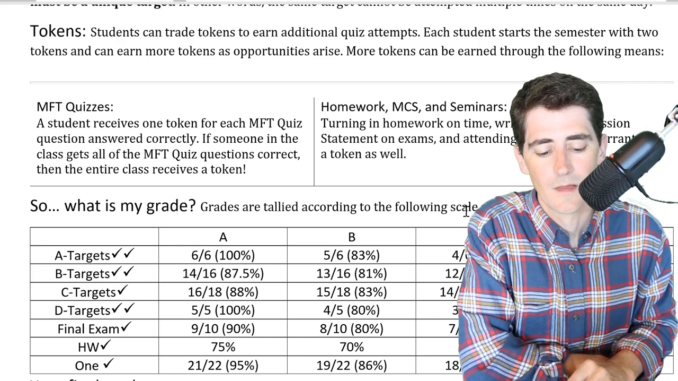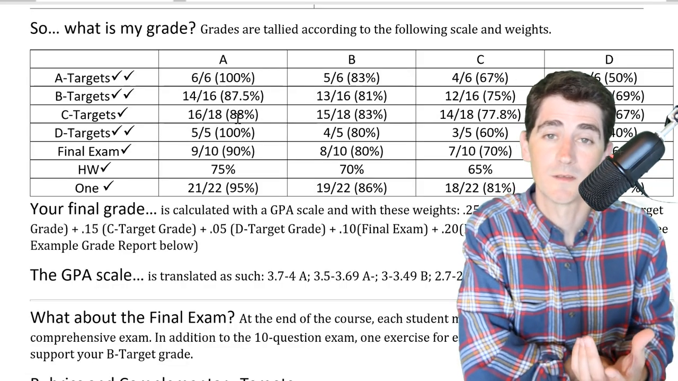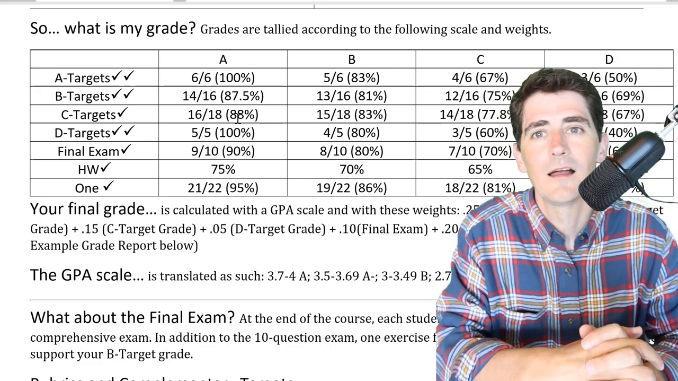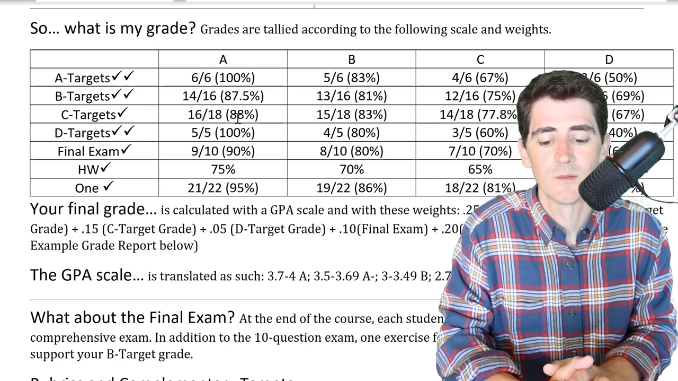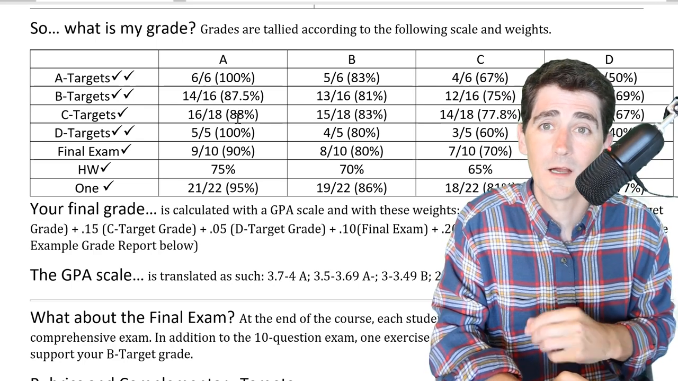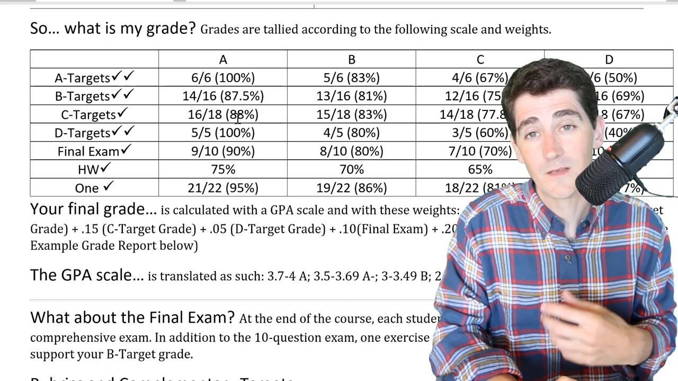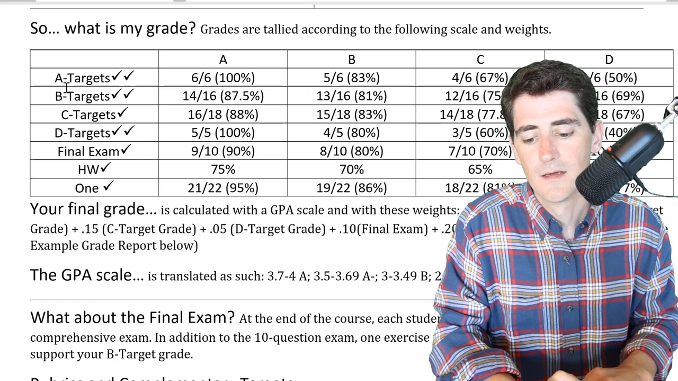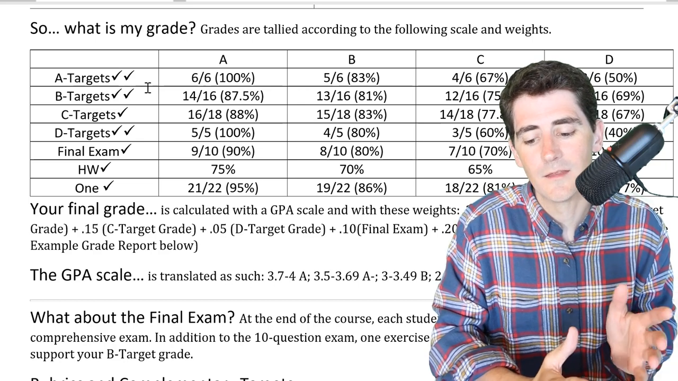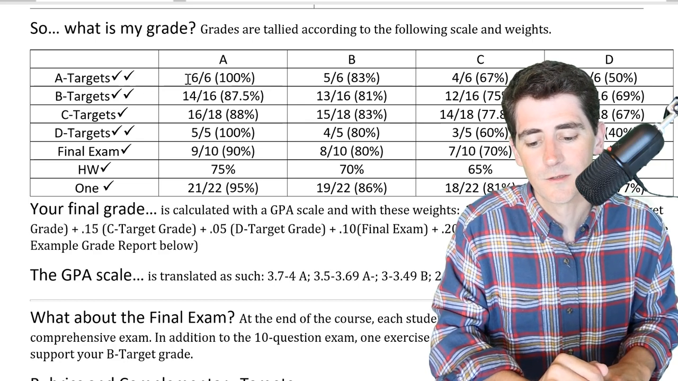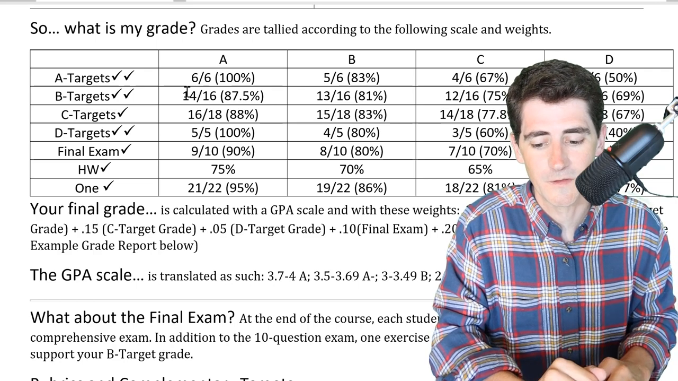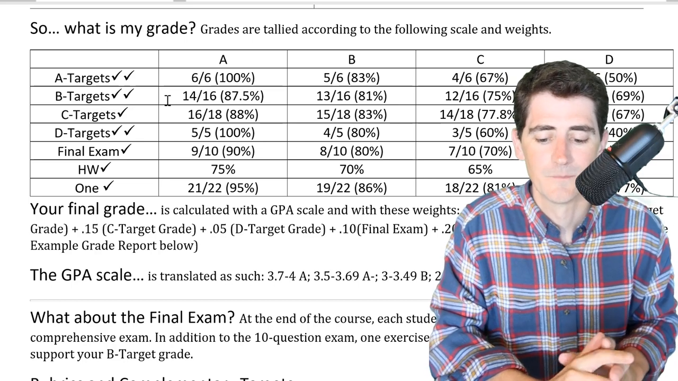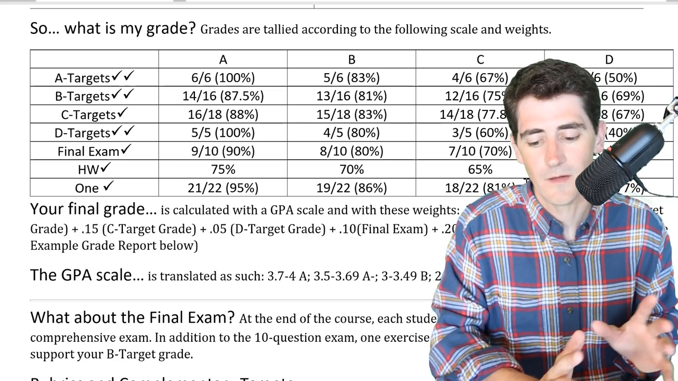I also dedicate a very large portion of my syllabus to calculating their grade. This section is, so what is my grade? I have a table like this in every one of my syllabi for each one of my courses. It shows them how they can earn a specific letter grade based on the different categories of targets in our course. For example, for my discrete math course, to get an A in the A targets category, you have to show mastery of 6 out of 6 of those, 100%. For B targets, you only need 14 out of 16 to get the A. And you can see the rest of the information there as well.